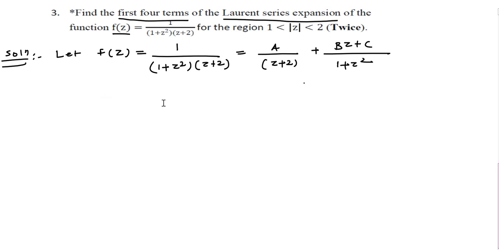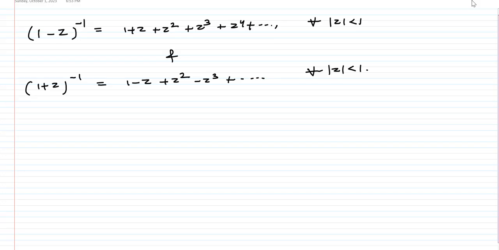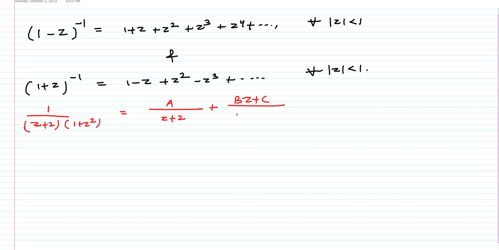So by using the partial fraction method, we can find the value of a and the value of b and the value of c. So I am going to show you how to find the value of a, b, c. So now here, 1 upon (z plus 2) multiplied to (1 plus z square) can be written as a upon z plus 2 plus bz plus c over 1 plus z square.